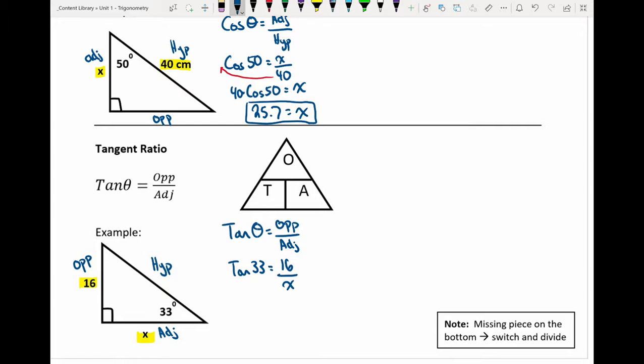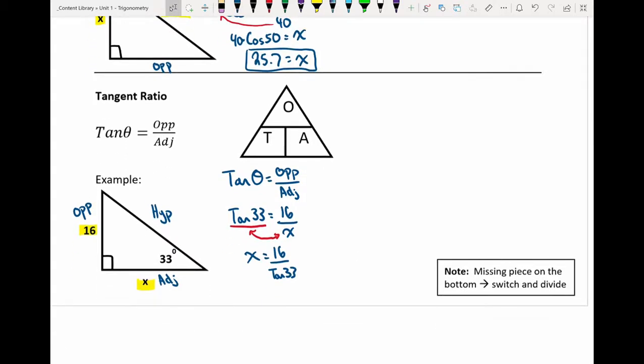Now this question is a little bit different because now the missing piece is on the bottom. And when the missing piece is on the bottom, as you can see by the note over here, we have to switch and divide. What I mean by that is I have to switch the tan 33 with the x. Now, if you remember from before, or even entering the calculator, tan 33 just gives you a single number. So we're going to treat the whole thing as 1. And I'm going to switch the two. That means x is going to be up top, and then the tan 33 is going below. That's what I mean by switch.